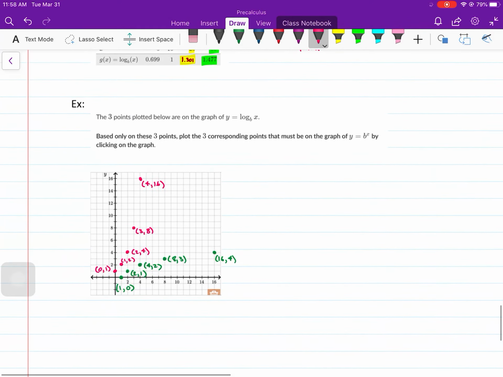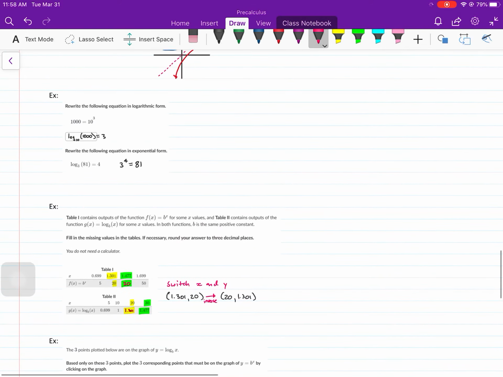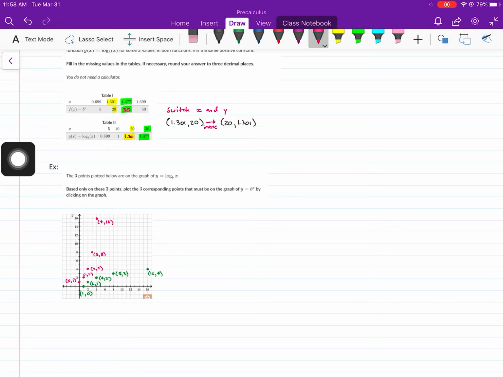Same set of instructions as the last one. We're just doing the inverse. Let me clean up the way that looks. We're just switching our x and y coordinates. And that's all there is for the assignment. You're just going to either rewrite the log and exponential forms, or you're just going to be switching the x and y values.